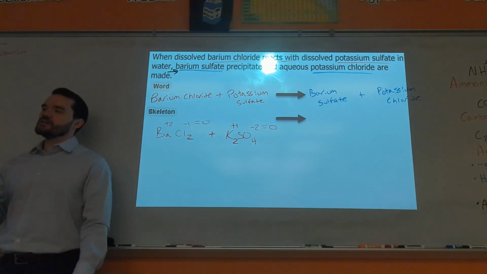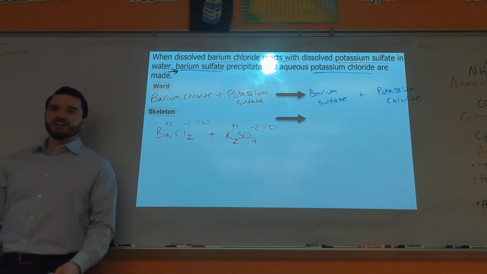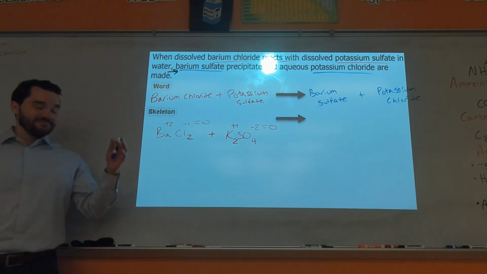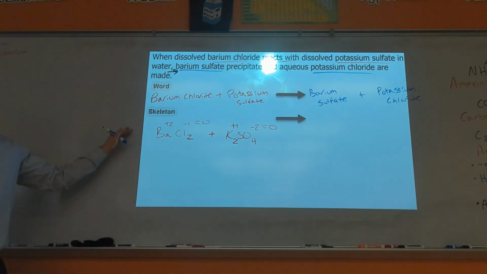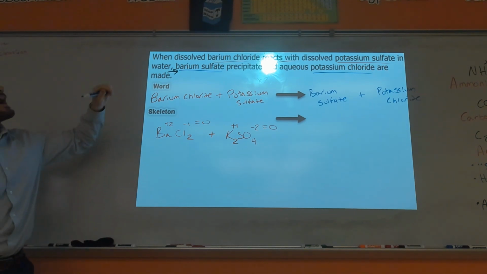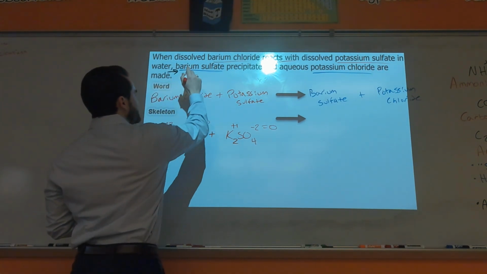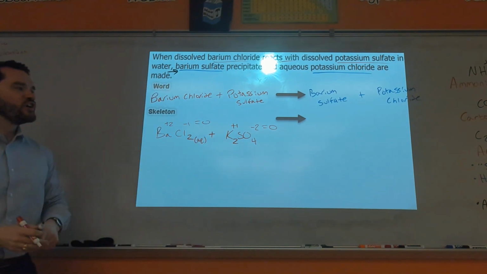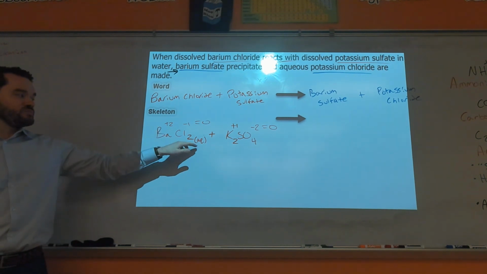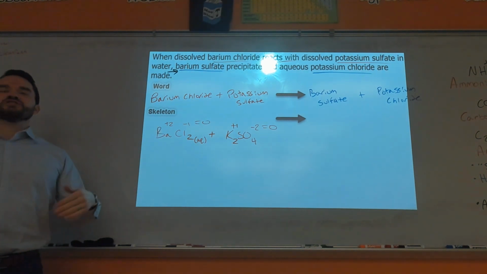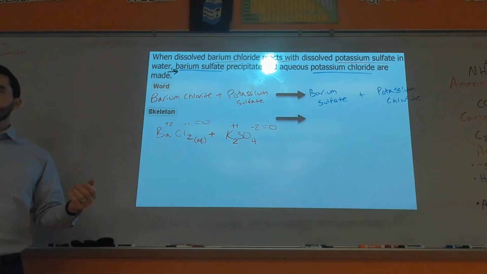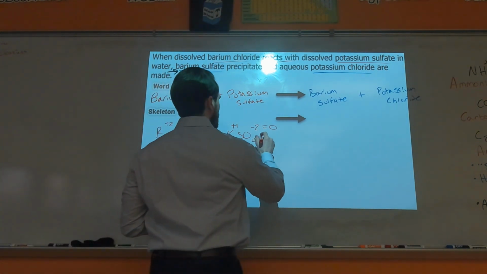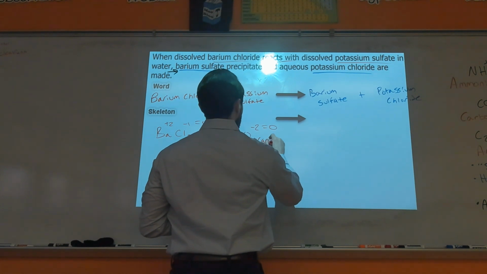And what am I forgetting to do? What's that? State of matter. As you can see, I almost forgot to do it. It's a very common thing, but you have to include the state of matter. So if they say dissolved, well, what is barium chloride dissolved in? Water. Something dissolved in water is AQ. Also, "solution of" would mean AQ. AQ stands for aqueous. And they tell us that potassium sulfate is also dissolved. So you would say AQ for that as well.